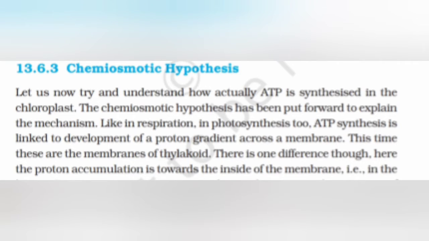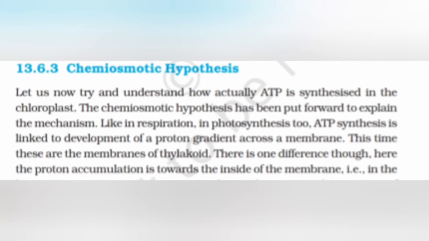Next is the chemiosmotic hypothesis. Let us now try and understand how actually ATP is synthesized in the chloroplast. The chemiosmotic hypothesis has been put forward to explain the mechanism, like in respiration, in photosynthesis too. ATP synthesis is linked to the development of a proton gradient across a membrane. This time these are the membranes of the thylakoid.